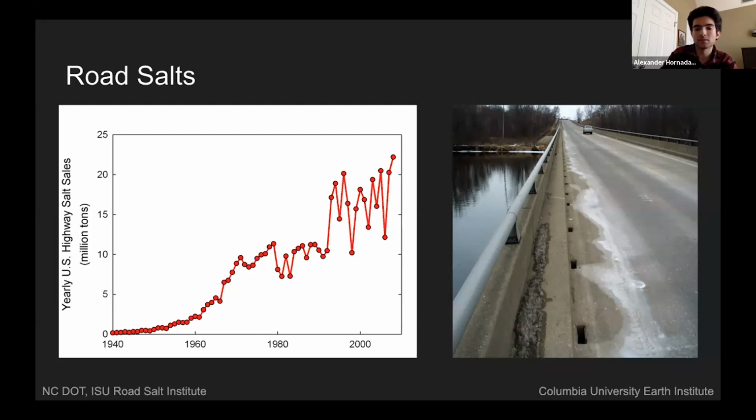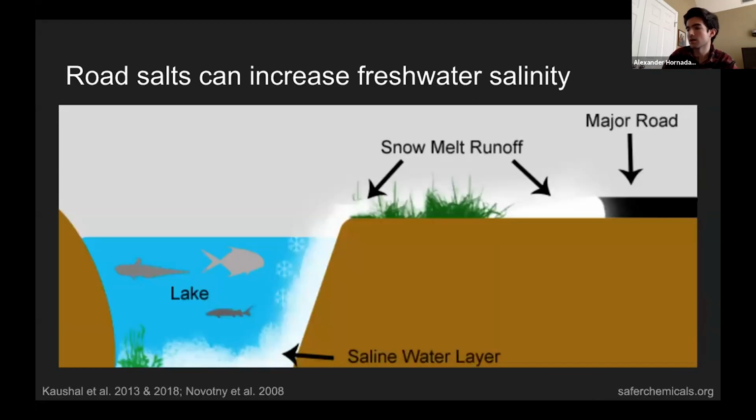So that is a big problem because road salts increase freshwater salinity. In this graph, we see a very succinct picture of what happens. As snow melts, the runoff seeps into freshwater bodies and carries the road salts with it. This leads to really significant salinity, or salinization and alkalization, of freshwater bodies.